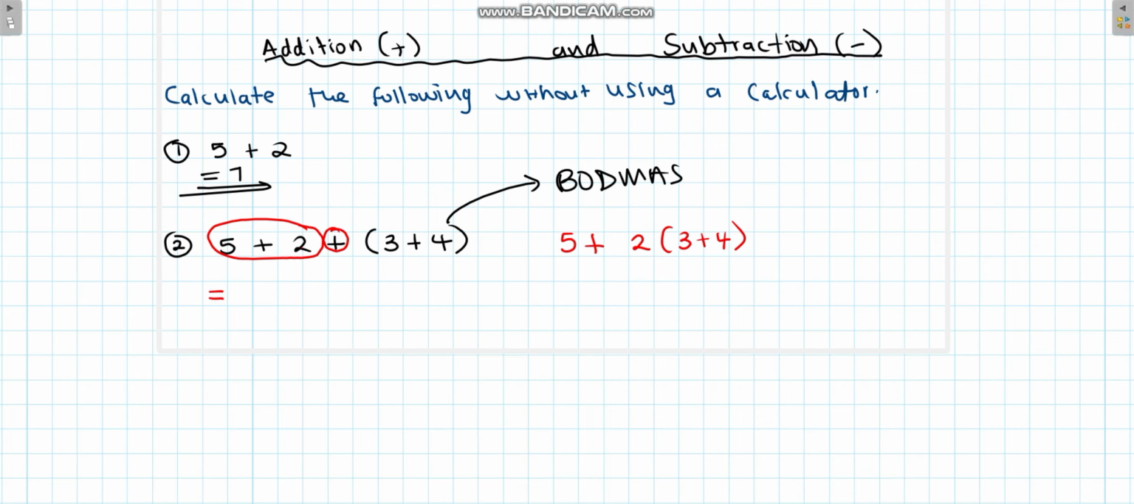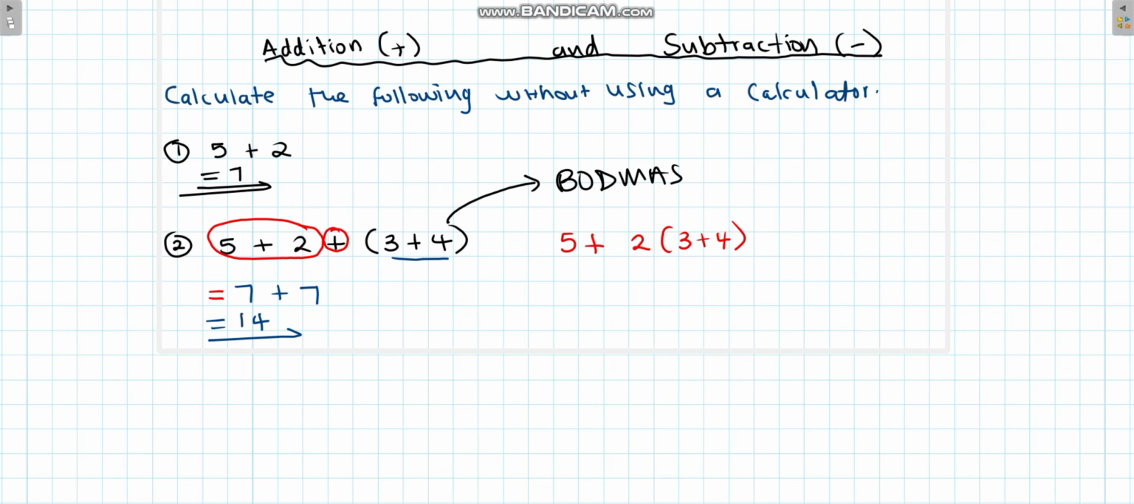So now let's check. What is 5 plus 2? 5 plus 2 is 7. Plus, what is 3 plus 4? 3 plus 4 is 7 again. And our answer becomes what? 14. Okay. So now let's do this one same time. Okay?